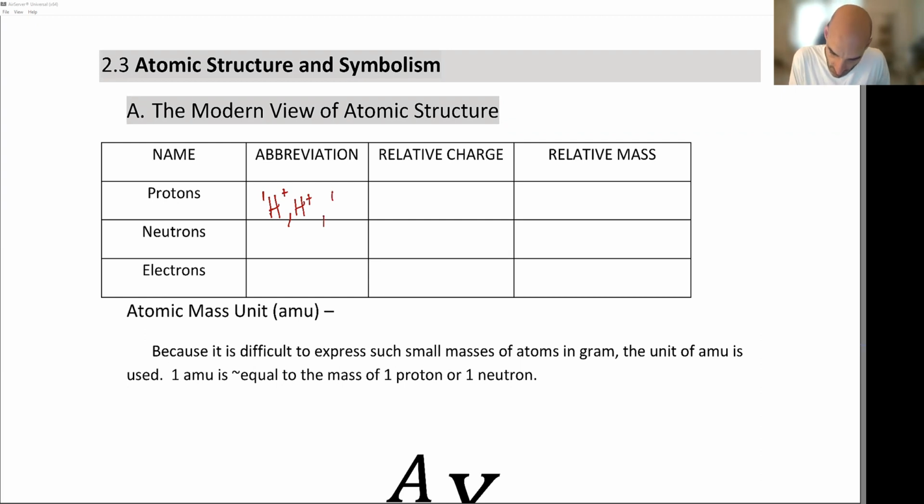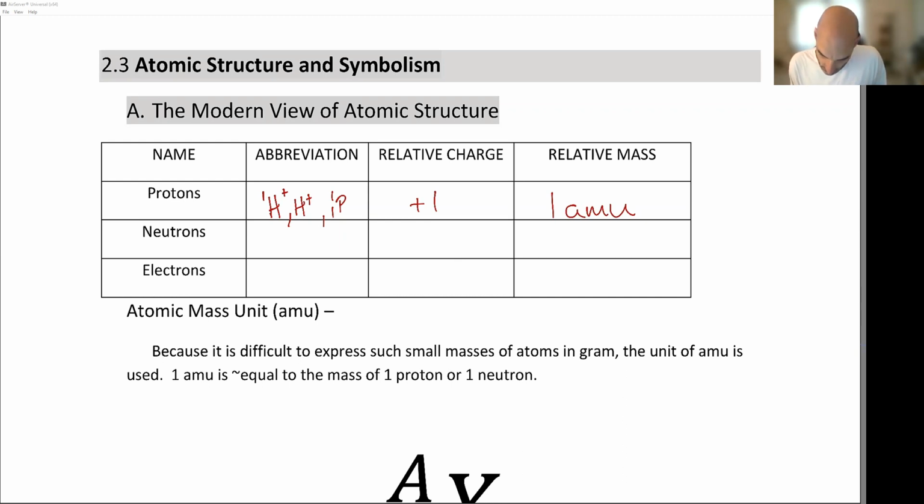The atomic way or the nuclear way to say it is just a lowercase p, with 1 indicating one proton, again, atomic number one, mass number one. Relative charge, a proton has a charge of +1. Relative mass, overall, we say 1 AMU. Well, what is an AMU?